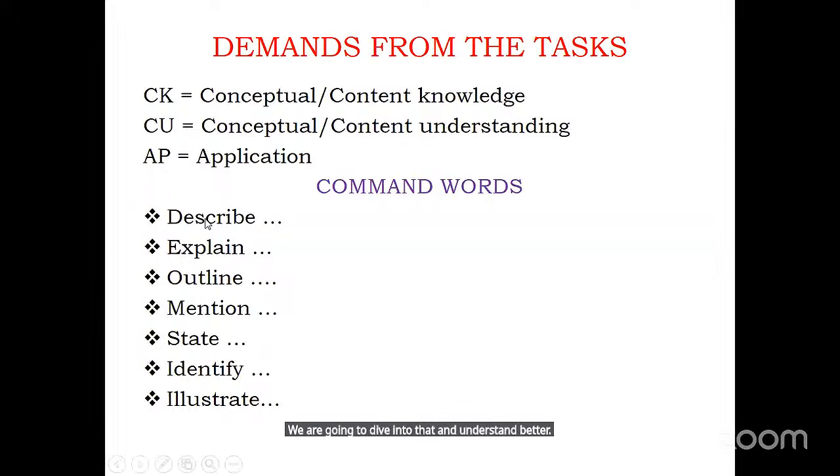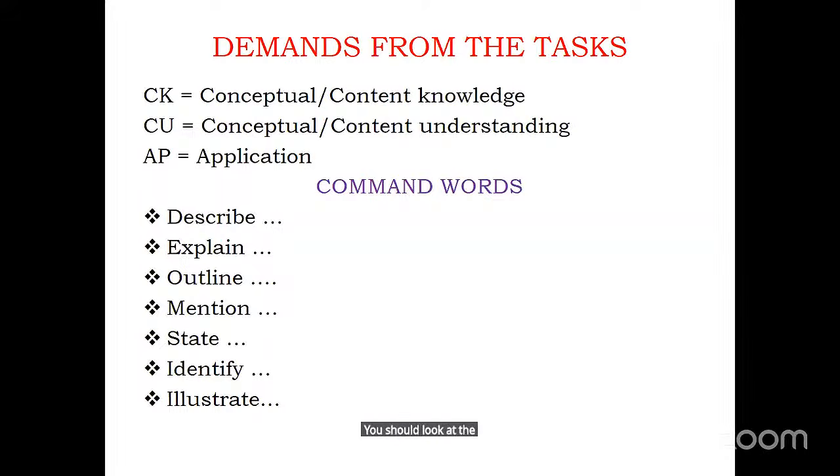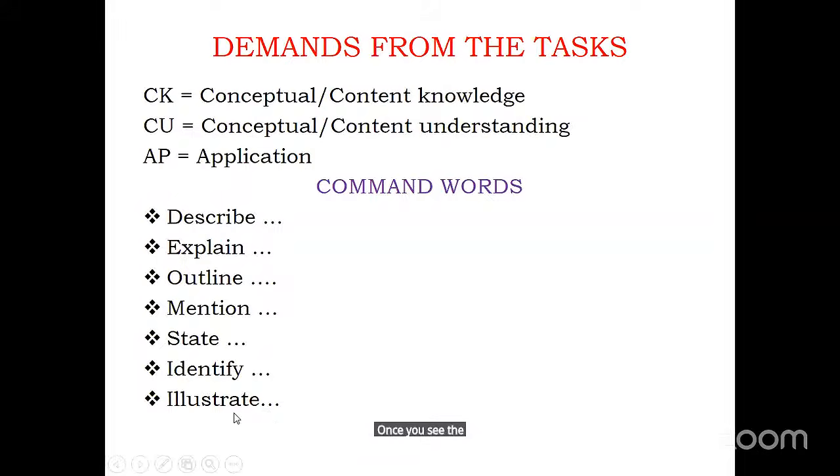And also when you are looking at mentioning, outline, stating, naming, identifying on the map, you should look at the feature and locate it. Direct the person to where that feature is. Once you see the word illustrate, which you are going to get, they can also use the word portray.